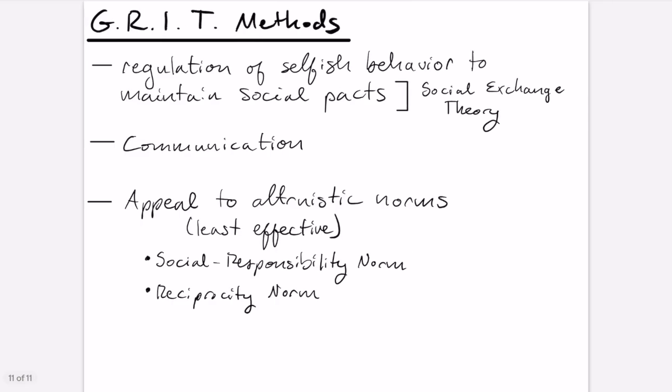So with GRIT, to resolve conflict, you need to regulate selfish behavior. So maintaining social pacts, telling the individual who's putting too many cows on the commons, hey, cut it out. There are consequences. If you keep doing this, then you will face those consequences. Communication amongst the group and appeals to altruistic norms, the appeal to our common humanity. Now, unfortunately, this is the least effective method. People are much more likely to be moved by, hey, if you keep being a jerk, we're going to kick you out, rather than, hey, you should just be a good person because being a good person is what we do. Because people want to get something out of that relationship.